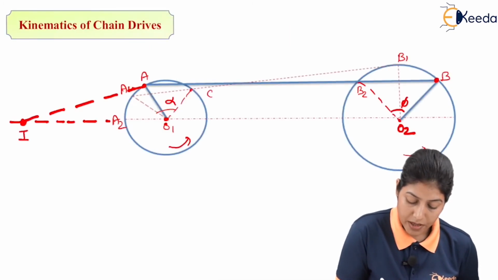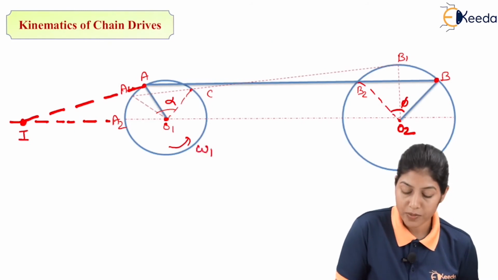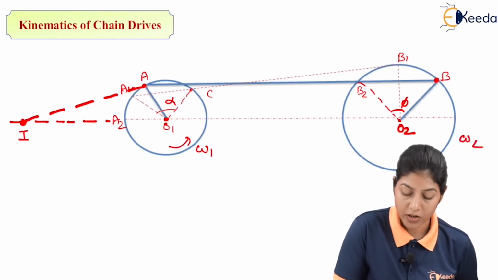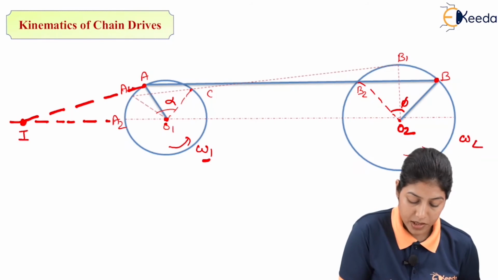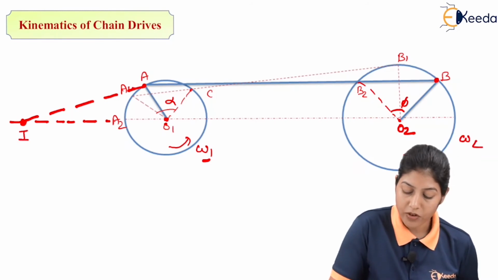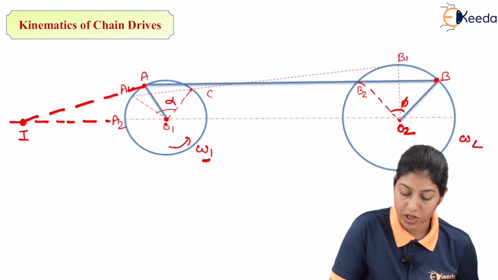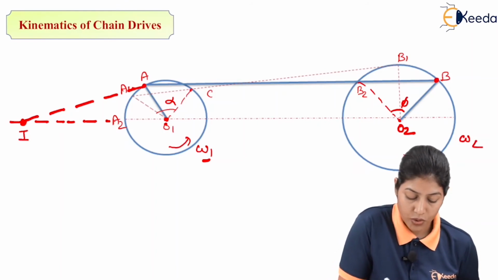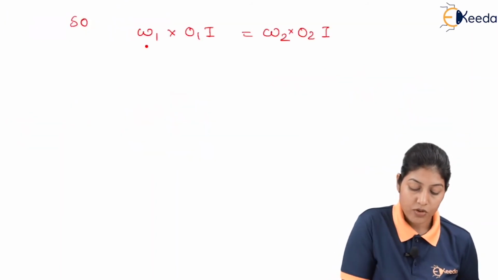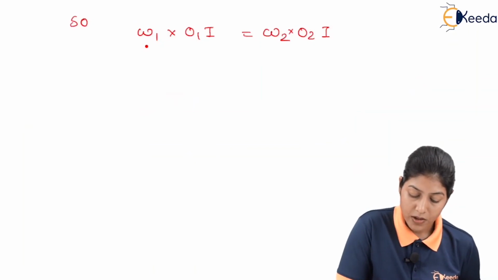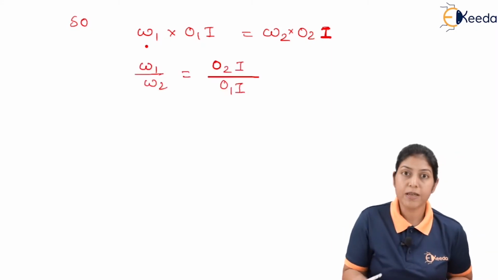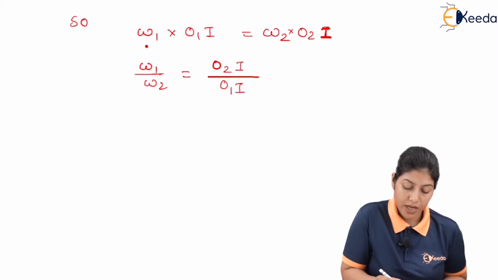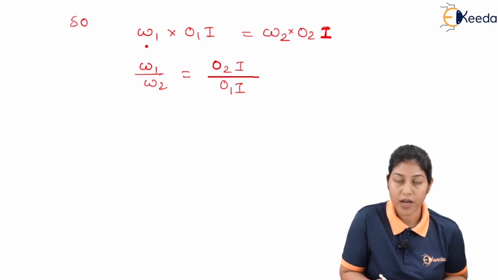Omega 1 will be the angular velocity of the driving sprocket and omega 2 will be the angular velocity of the driven sprocket. So velocity we can define with the help of omega 1 multiplied by the distance O1I, and for the equilibrium condition, that will be equivalent to omega 2 into O2I. So here we have this equation from the kinematics. Now if we simplify this term, omega 1 by omega 2 equals O2I by O1I.